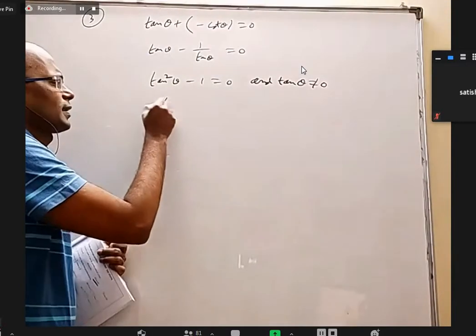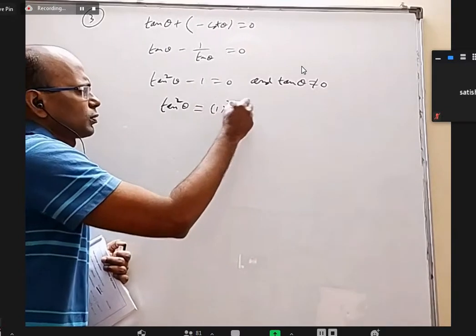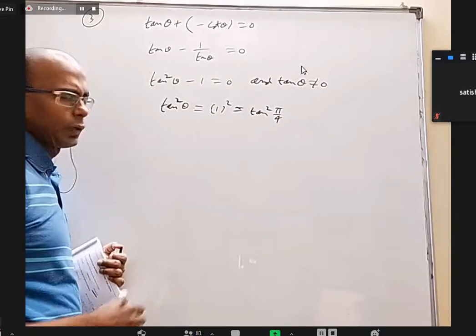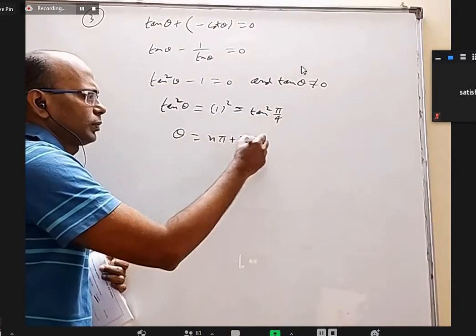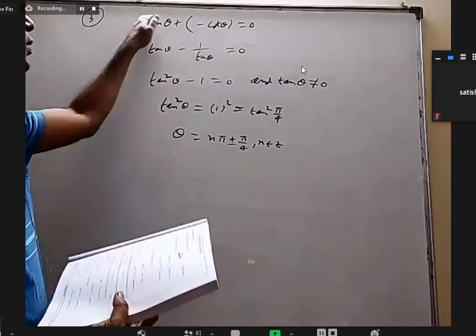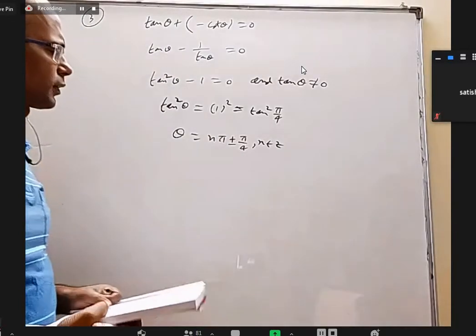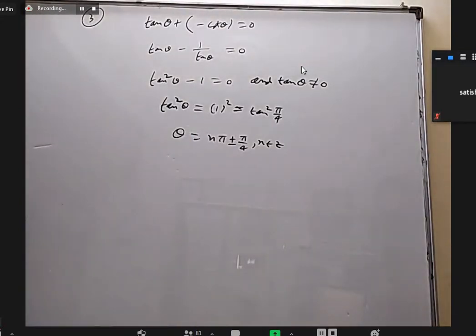And tan square theta, somebody can write tan theta plus or minus 1, or directly you can write 1 whole square, which is tan square pi by 4, and then theta equal to n pi plus pi by 4, plus or minus, sorry, n belongs to Z. Somebody can write sine by cos here and cos by sine here. They may get cos 2 theta is 0 or something like that. Cos 2 theta is 0 means 2 theta is 2n plus 1 into pi by 2. Theta is 2n plus 1 into pi by 4.